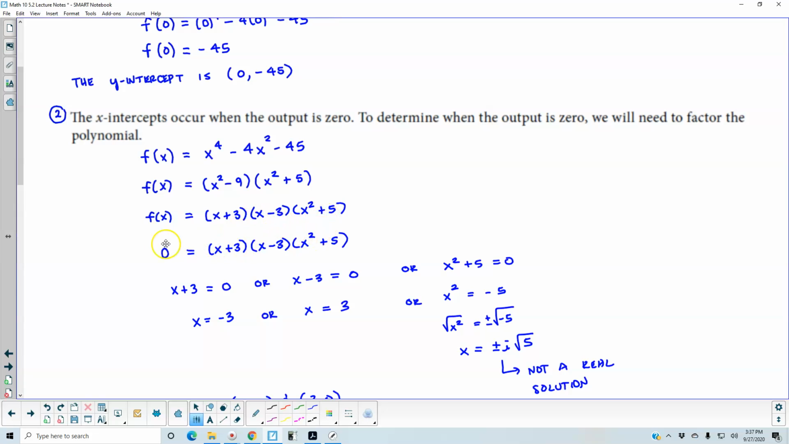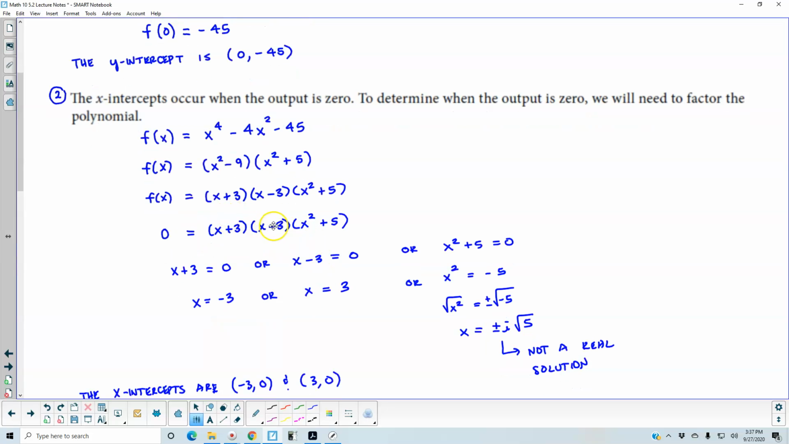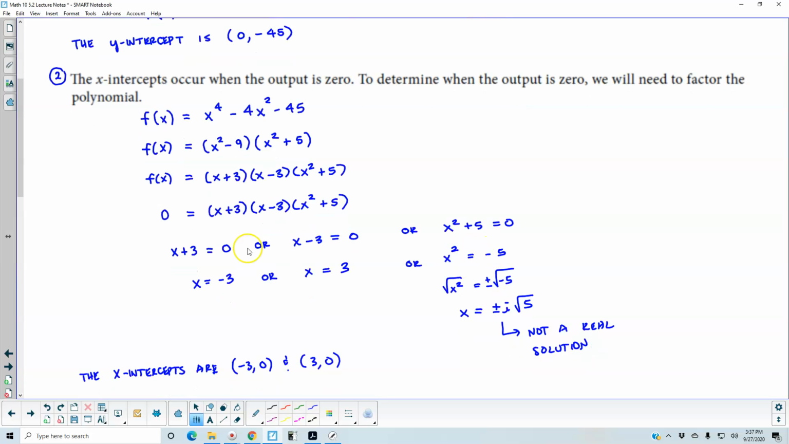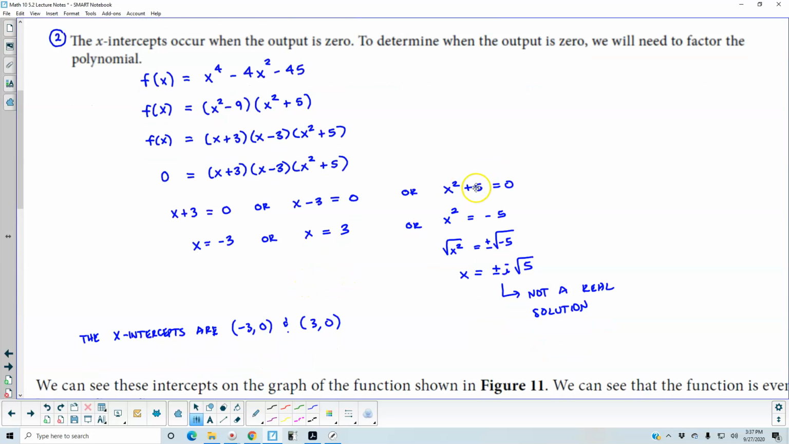And then we're going to set that equal to 0. Once we set that equal to 0, we can use the zero product rule by setting each one of these equal to 0. So we have x plus 3 equals 0, x minus 3 equals 0, or x squared plus 5 equals 0. The first one we solve for x by subtracting 3 from both sides. We get x is negative 3. The next one, x minus 3 equals 0, we add 3 to both sides, so then x is equal to positive 3. Then on the last one, we have x squared plus 5 equals 0.